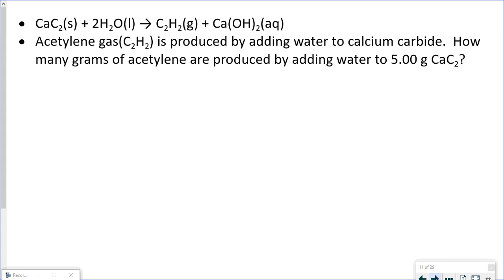In this problem, we have calcium carbide and water producing ethine and calcium hydroxide. So the acetylene gas, or the ethine, is produced by adding water to calcium carbide. How many grams of acetylene are produced by adding water to 5 grams of calcium carbide? Yet again, start with what is given. So we are given 5 grams of calcium carbide.